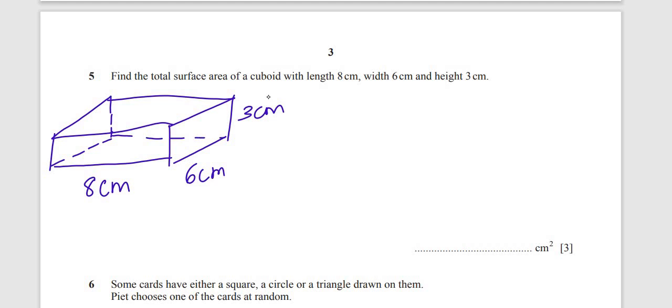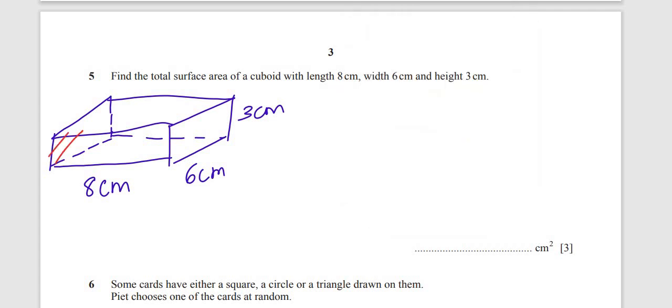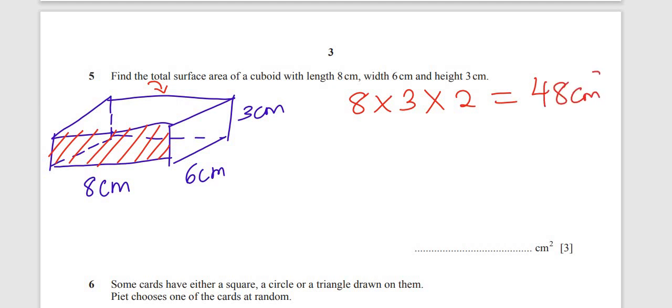So let's first start with the area of the front face, this face. So this face measures 8 by 3 centimeters. So 8 times 3. Then since there are 2 of them, there's a similar one at the back, we can just multiply by 2 so that we can get the area of both of them. So 8 times 3 is 24, times 2 is 48 centimeters squared.